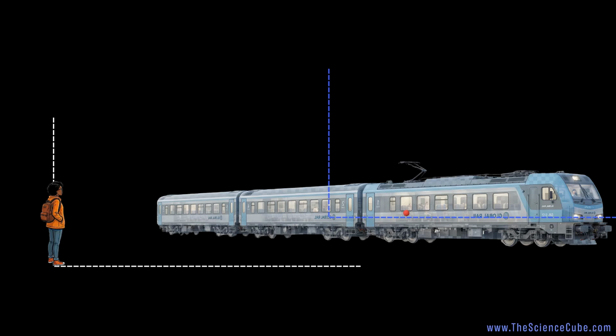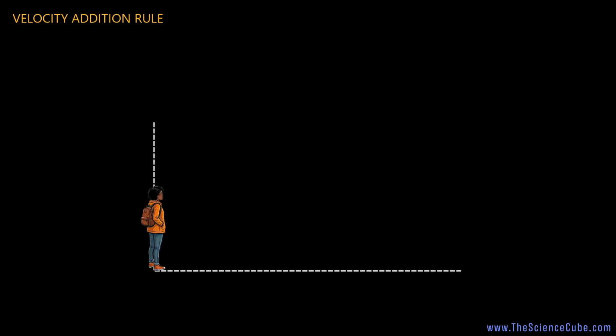Now, I want to take this idea and make it quantitative. How do you actually calculate the velocity of something in one reference frame if you know it in another? The velocity addition rule. Imagine this setup. You're standing on a train platform. You're in the ground frame. Let's call it frame G.